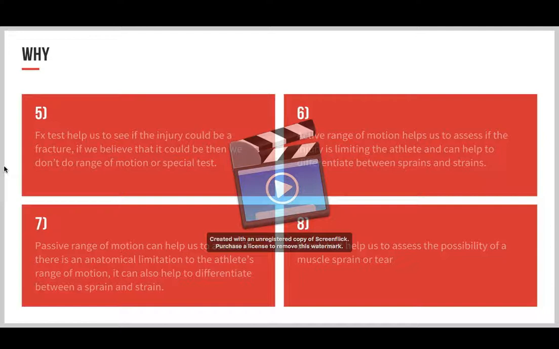Number 8, break test is to help us assess the possibility of a muscle strain or tear. If we get differences in their strength on both sides, then we can tell that there's definitely an injury. That's definitely probably musculature.